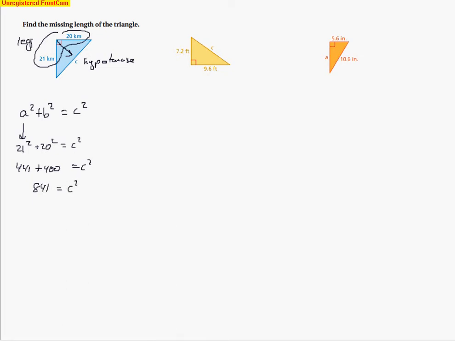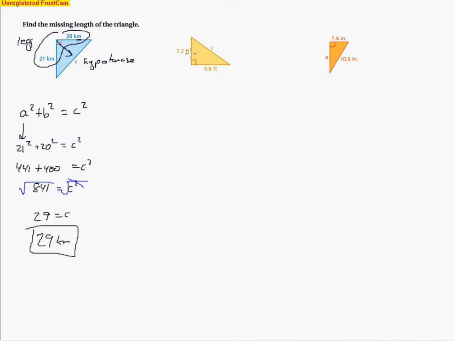And then we've got to take the square root. Taking the square root cancels out the squared symbol. Do the same thing to the other side, and we'll have our answer. So it just so happens that the square root of 841 is 29 equals c. Oops, not c squared anymore. Get rid of that squared symbol, equals c. And so what are the units? Well, right up here, kilometers this time. So 29 kilometers would be our answer.